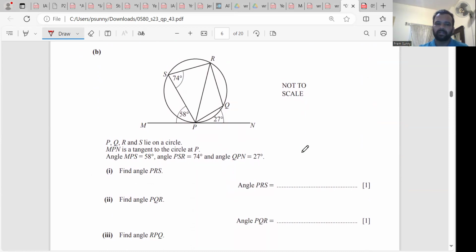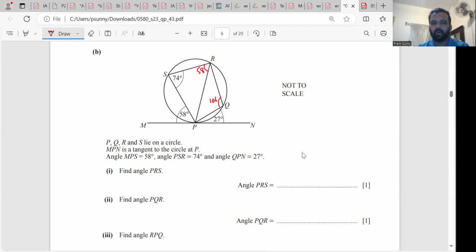Now moving on to part B. PQRS lie on a circle. They all lie on a circle, so that makes it a cyclic quadrilateral. Opposite angles should add up to give us 180 degrees. Angle S is 74, so angle Q will be 180 minus 74, which gives me 106. So this is 106. And now what else? The angle over here is 58, so the angle over here will also be 58.